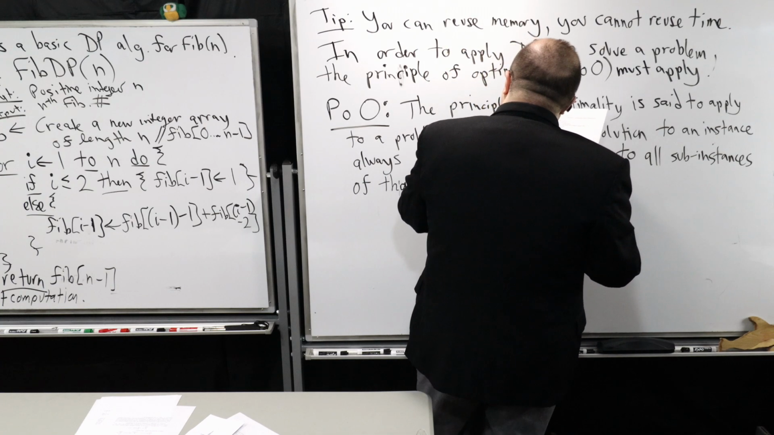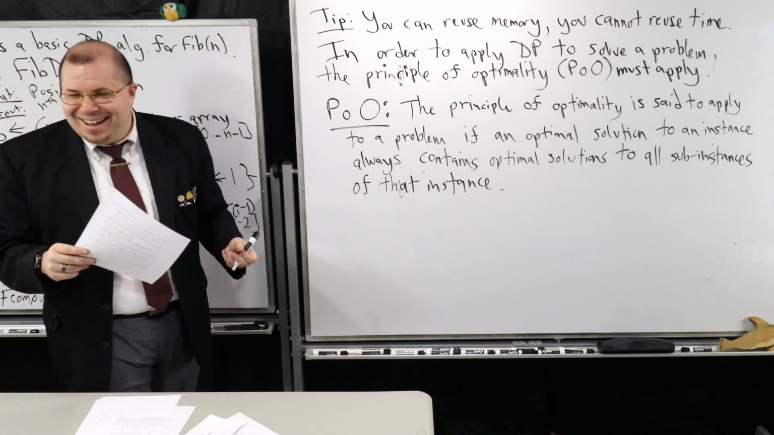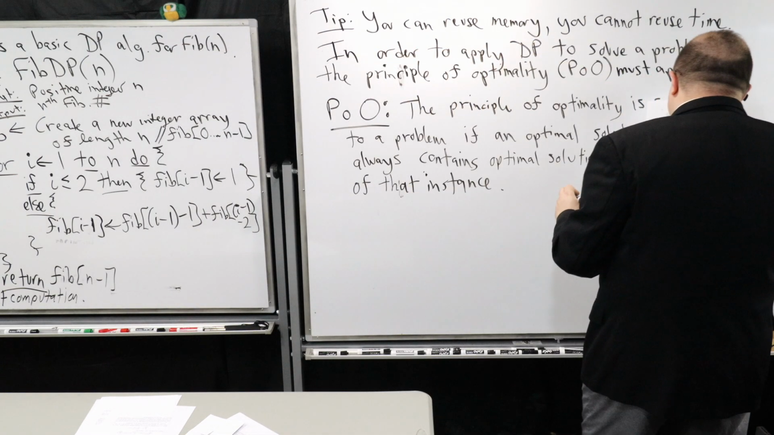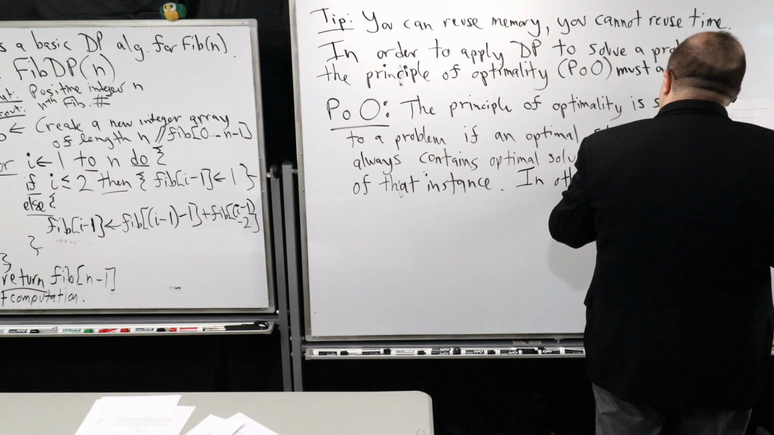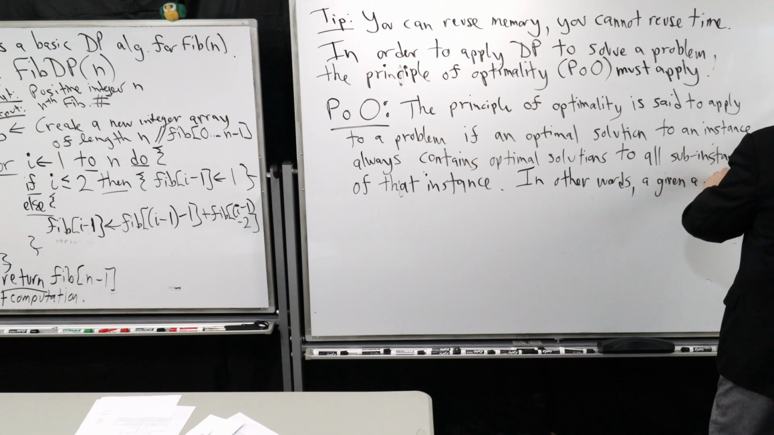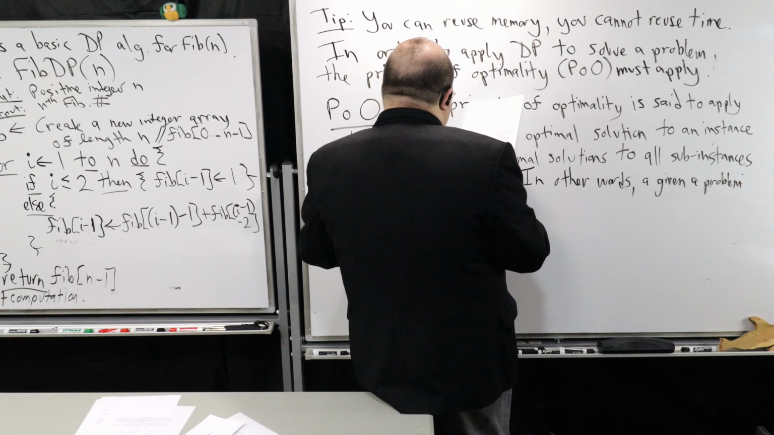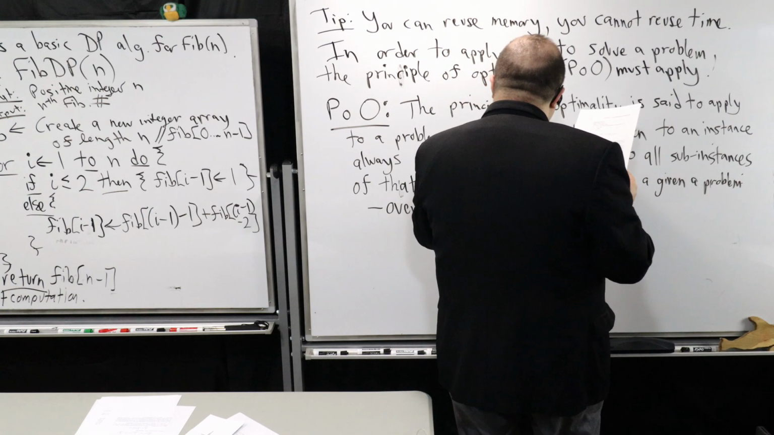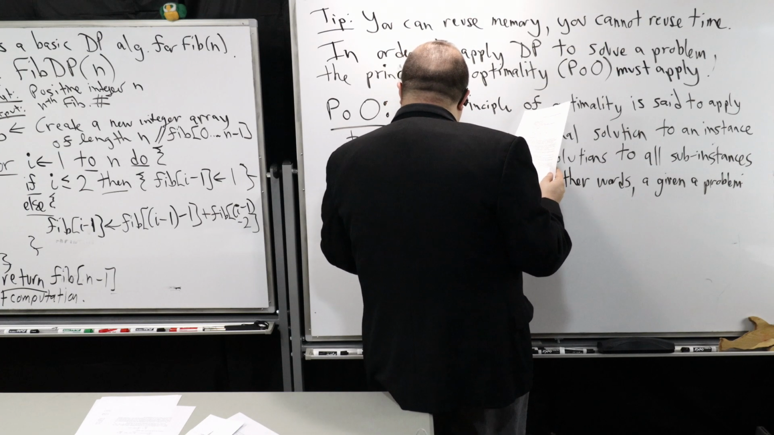I must stress that Bellman's original formulation of the principle of optimality is a lot more complicated than this. Of that instance. In other words, a given problem has the following two properties: overlapping subproblems, and it also has what we call optimal substructure.